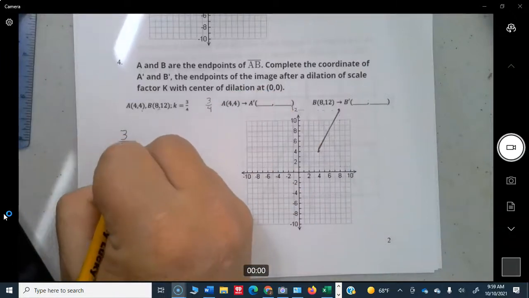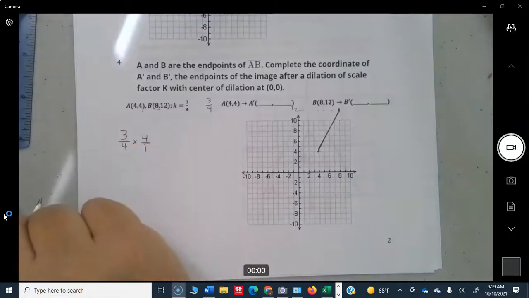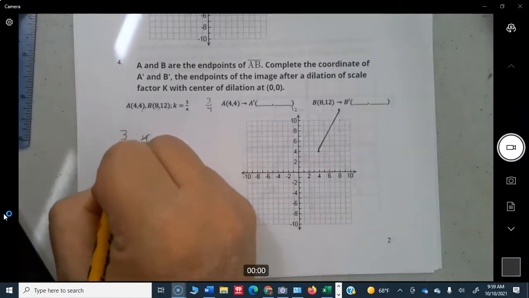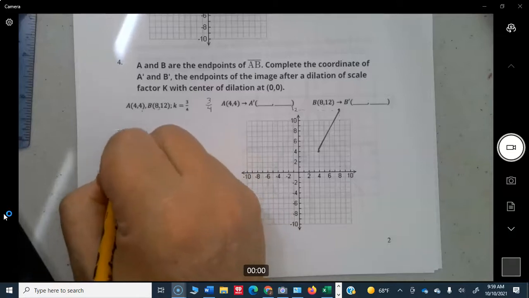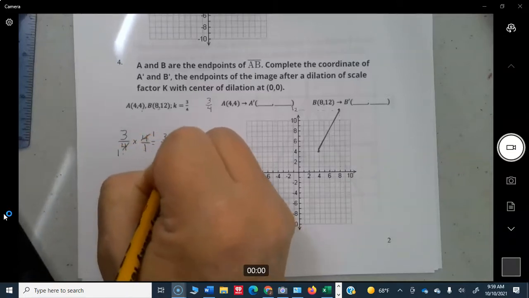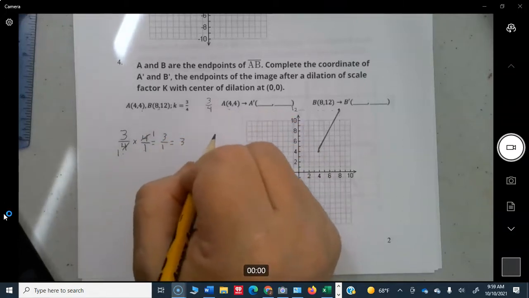3/4 times 4. Remember, you can write 4 as 4 over 1. So remember, in multiplication of fractions, the 4's cancel, and you have 3 times, that becomes a 1. When they cancel, they become 1s. 3 times 1 is 3, and 1 times 1 is 1, so that equals 3. So that takes care of both of those right there.